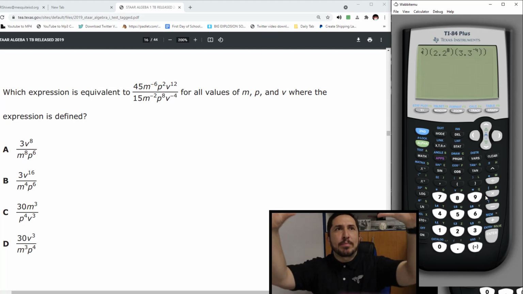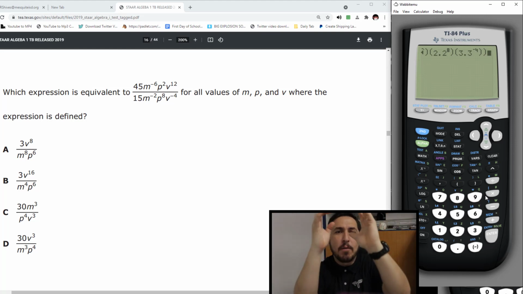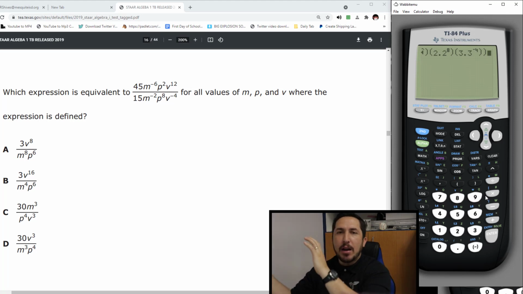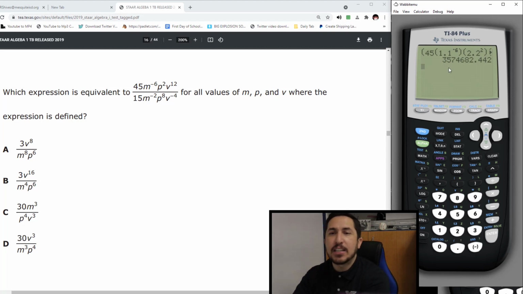You've got the top part wrapped in parentheses with each variable wrapped in their own parentheses, divided by the bottom part wrapped in parentheses with each of these variables wrapped in their own parentheses. So now go ahead and hit enter and it'll give you a value. So now this is the answer. I write this down on my test. 3574682. That's the number you're trying to match.